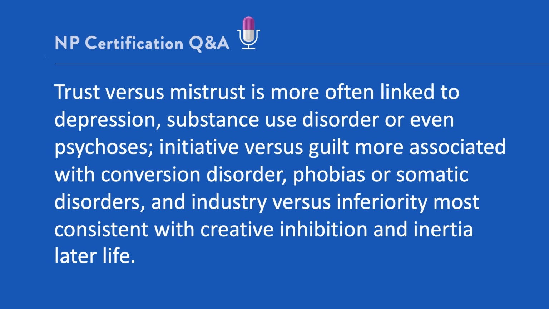So every stage has a conflict, and every stage in which the conflict is not resolved in a healthy way, there is the potential for mental health consequences later in life. But specifically, autonomy versus shame and doubt is the stage in which maladaptive conflict resolution is linked to OCD later in childhood or adulthood.